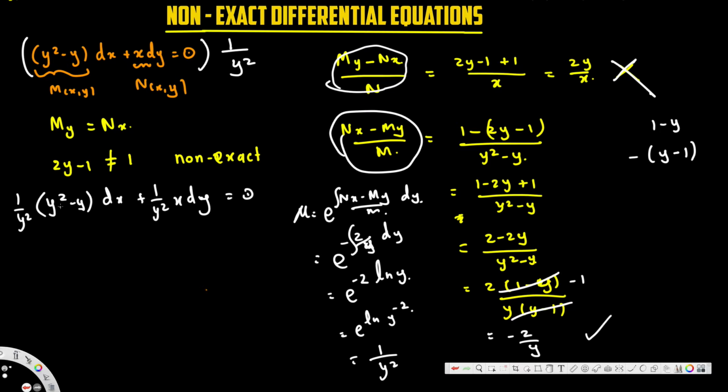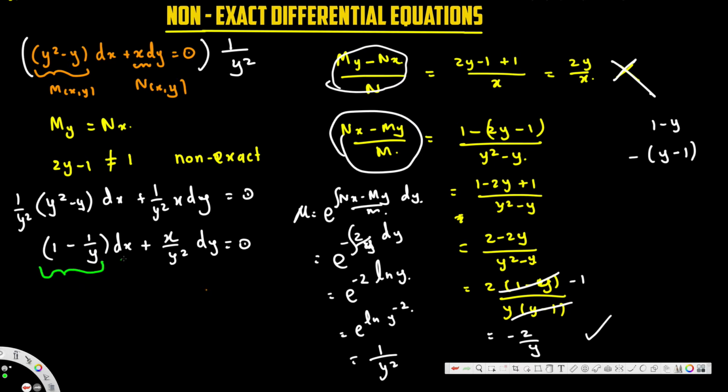Now 1 over y squared times y squared, that's going to be just 1, minus y over y squared, that's going to be 1 over y, dx, plus 1 over y squared times x, that's going to be just x over y squared, dy. That's equal to 0. Now after we multiply by the integrating factor, we have to check again whether this is exact.